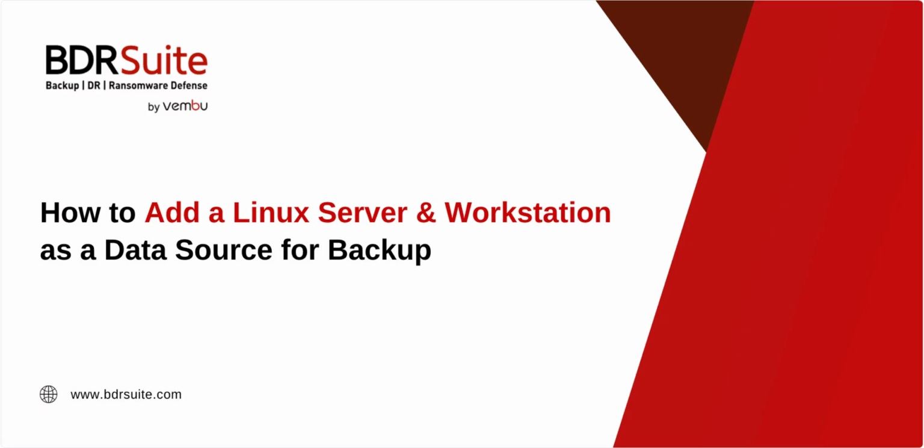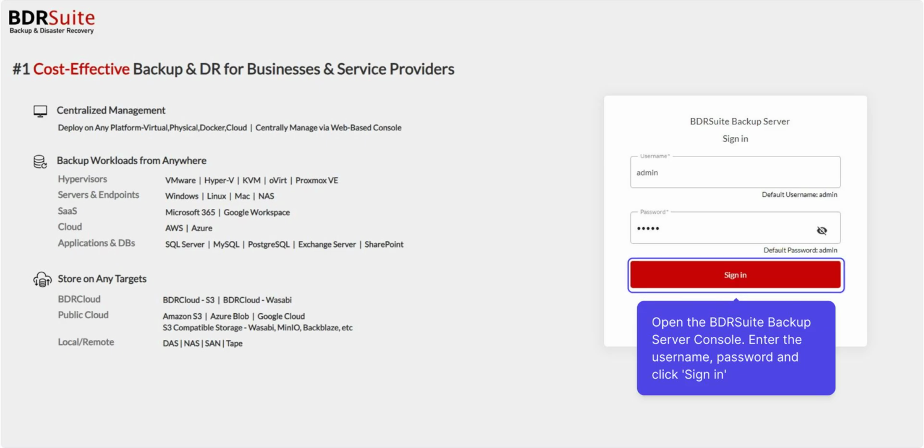In this BDRSuite How-to Series video, I'll show you how to add a Linux machine for backup. Let us get started. First, open the BDRSuite Backup Server console. Enter the username, password, and click Sign In.